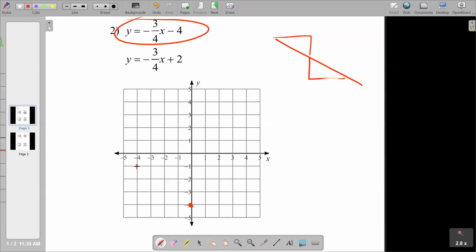And this is a case where I honestly can't do any more points because the graph simply will not allow that. There's not enough space. Okay, so we put arrows on both sides. And then let's graph the other line.